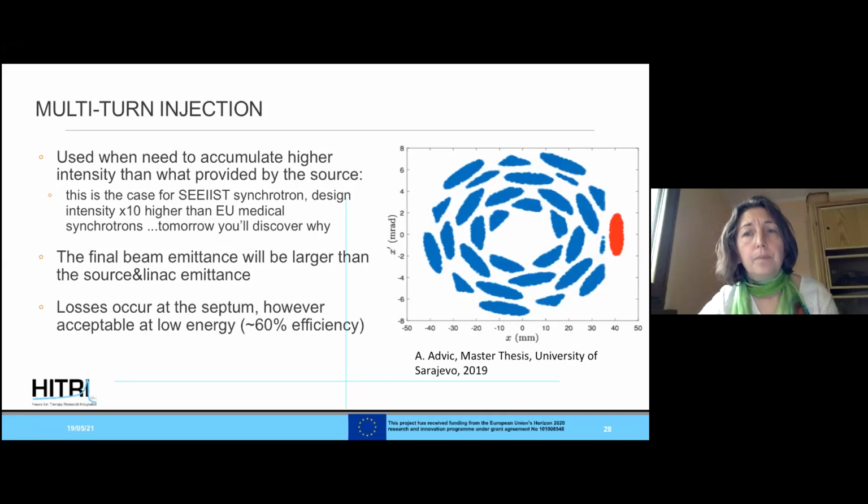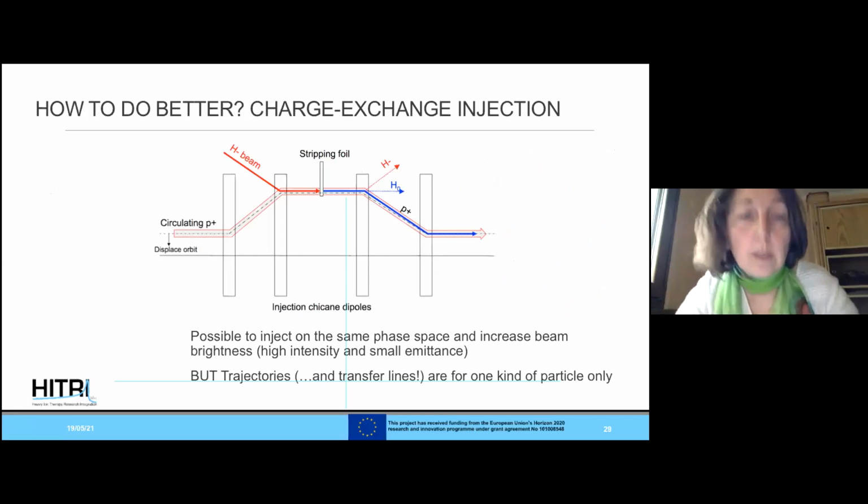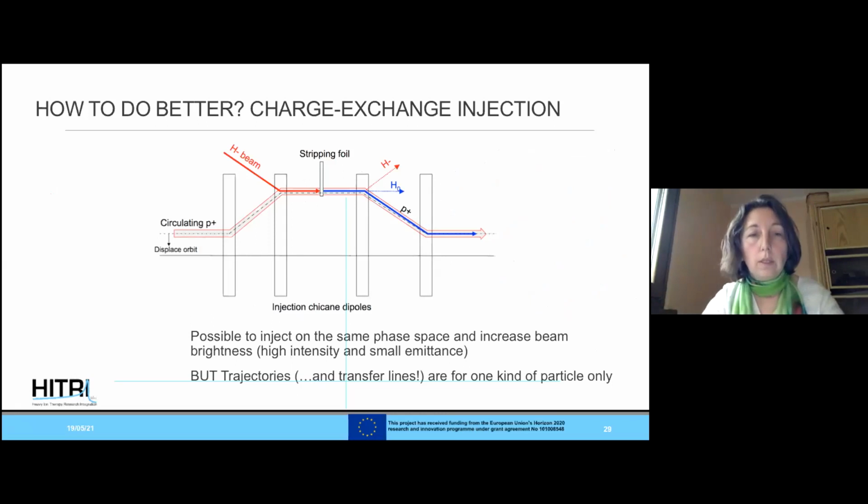Now, the beam is getting much larger. Maybe it's something that you don't want. So what can you do better? Well, you do charge exchange multi-turn injection. This is quite complicated, and I only want to show it to you to give you some idea.